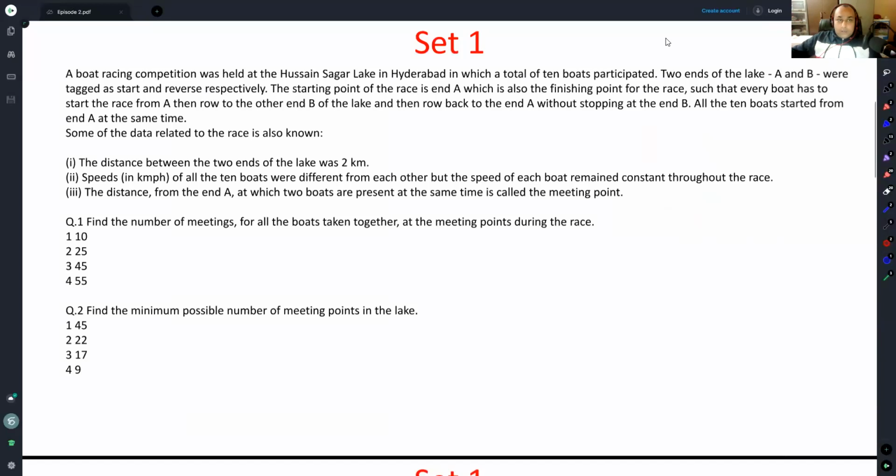A boat racing competition was held at Hussain Sagar Lake in Hyderabad, in which a total of 10 boats participated. Two ends of the lake, A and B, were tagged as start and reverse respectively.